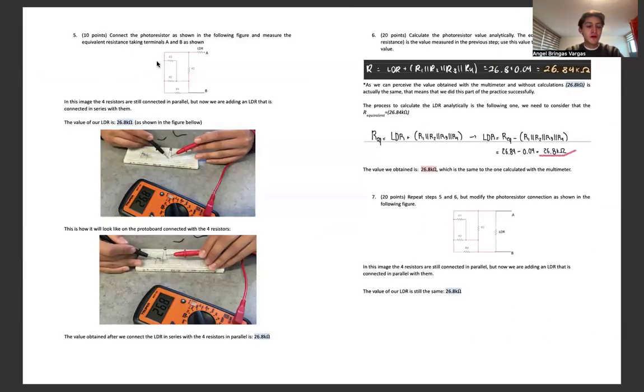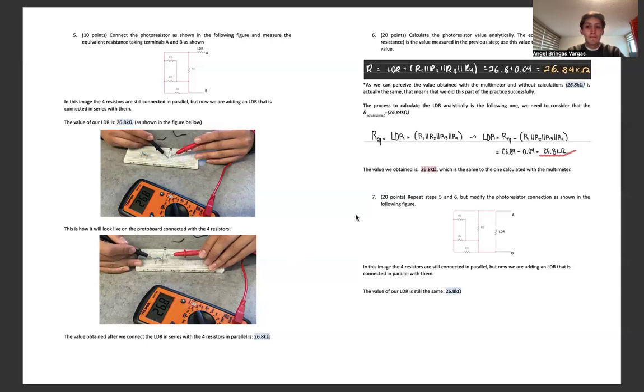Then task number 5, we needed to add an LDR resistance that catches the light and changes as we modify the illumination where it's located. We needed to connect it in series with all the previous four resistances that were in parallel. We need to mention that the value of our single LDR is 26.8 kilo ohms, as mentioned on this image.